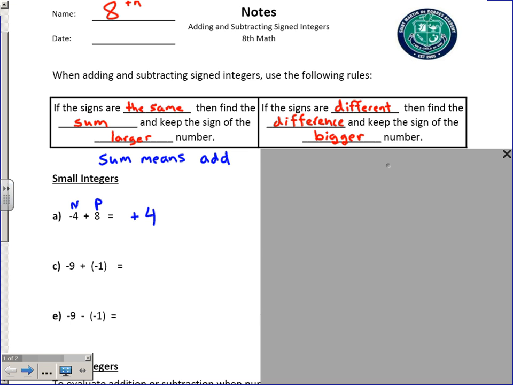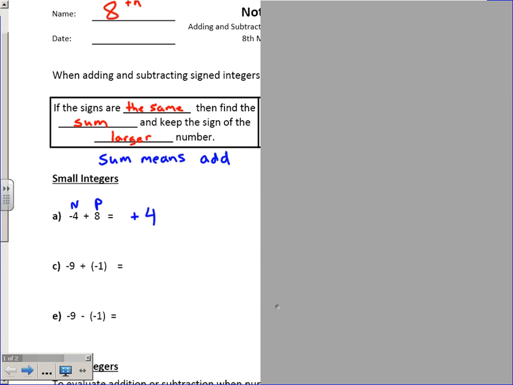Okay, I want you guys to go ahead and try to do C and D on your own. So at this point, you can pause it, and you're trying C and D on your own.